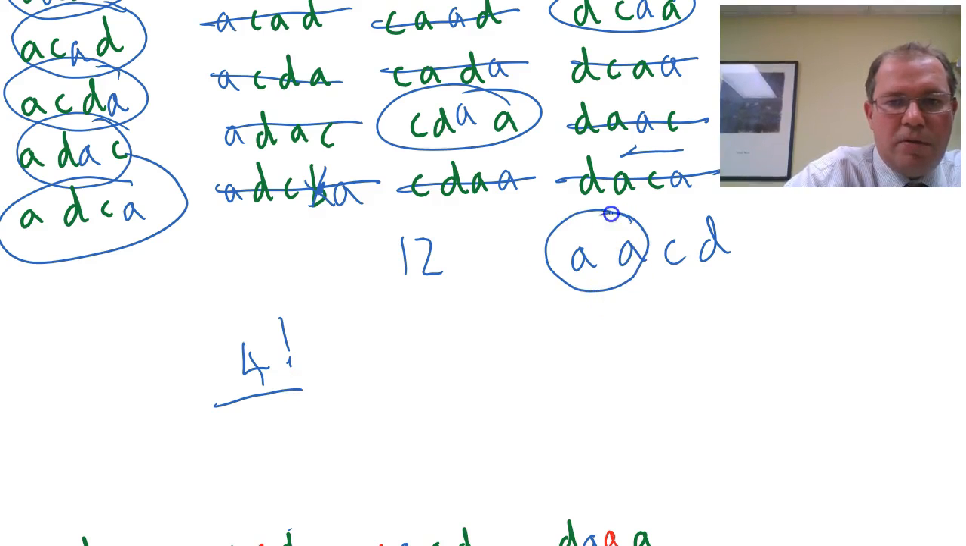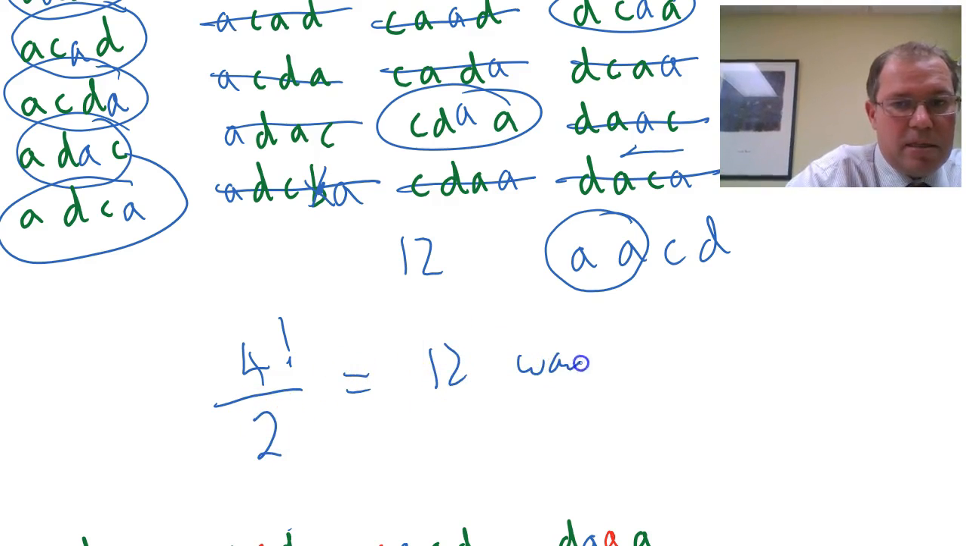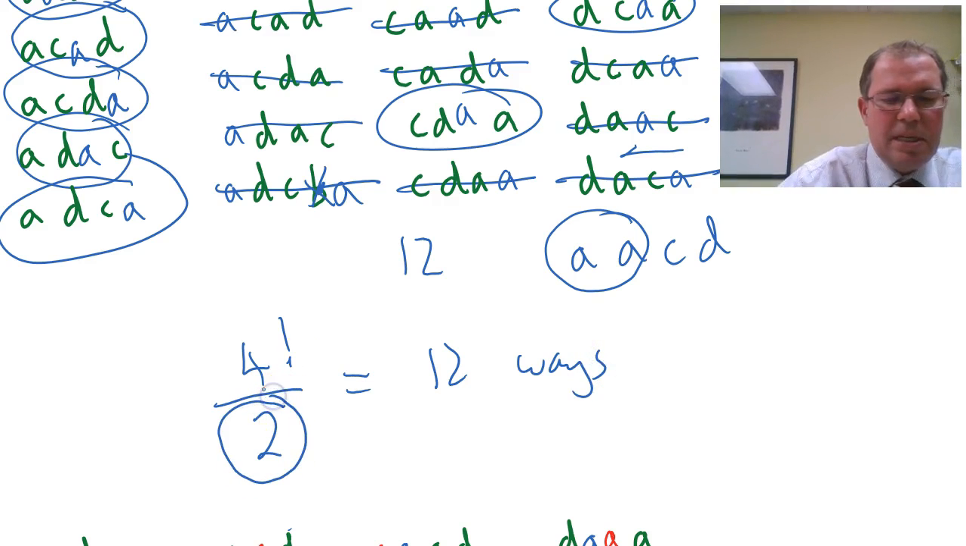But I've made 2 of the items the same. And obviously I've had to divide the 24 by 2 to get 12. And there I get my 12 ways. However, I want to consider this 2 in a bit more detail. Is it really a 2?